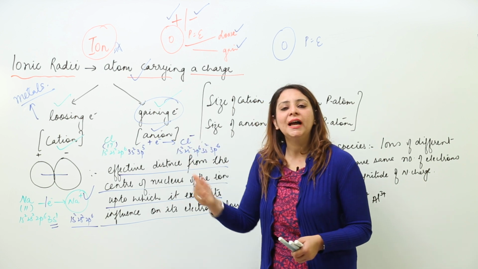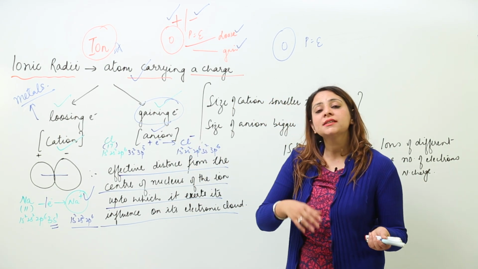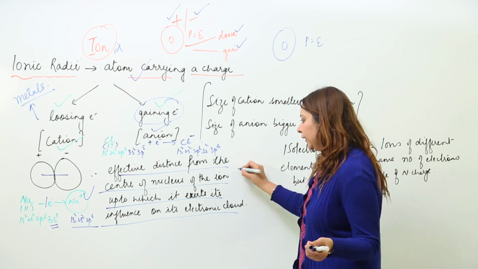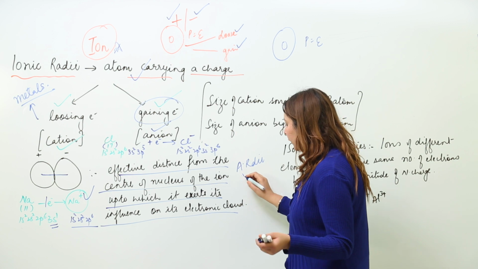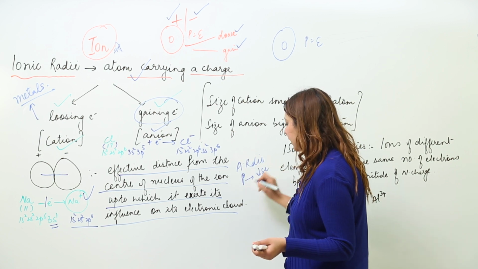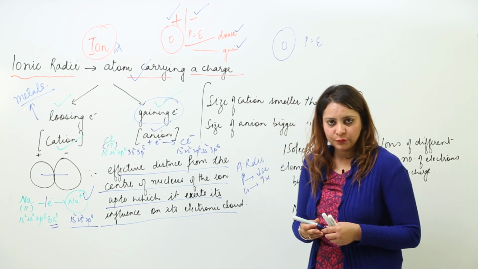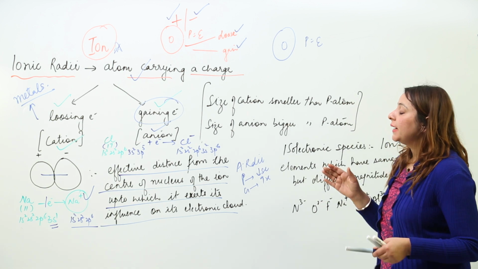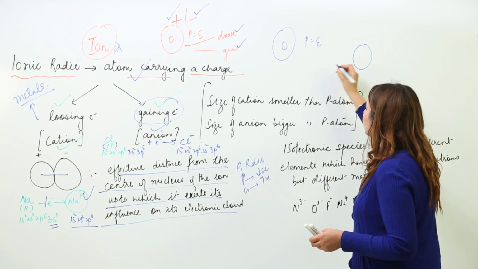So how does the ionic radius actually vary now? Ionic radii vary in the same way as atomic radii vary along a group and period, right? That means along a period the ionic radius decreases and along a group it increases, for the same reason which we did in atomic radii.